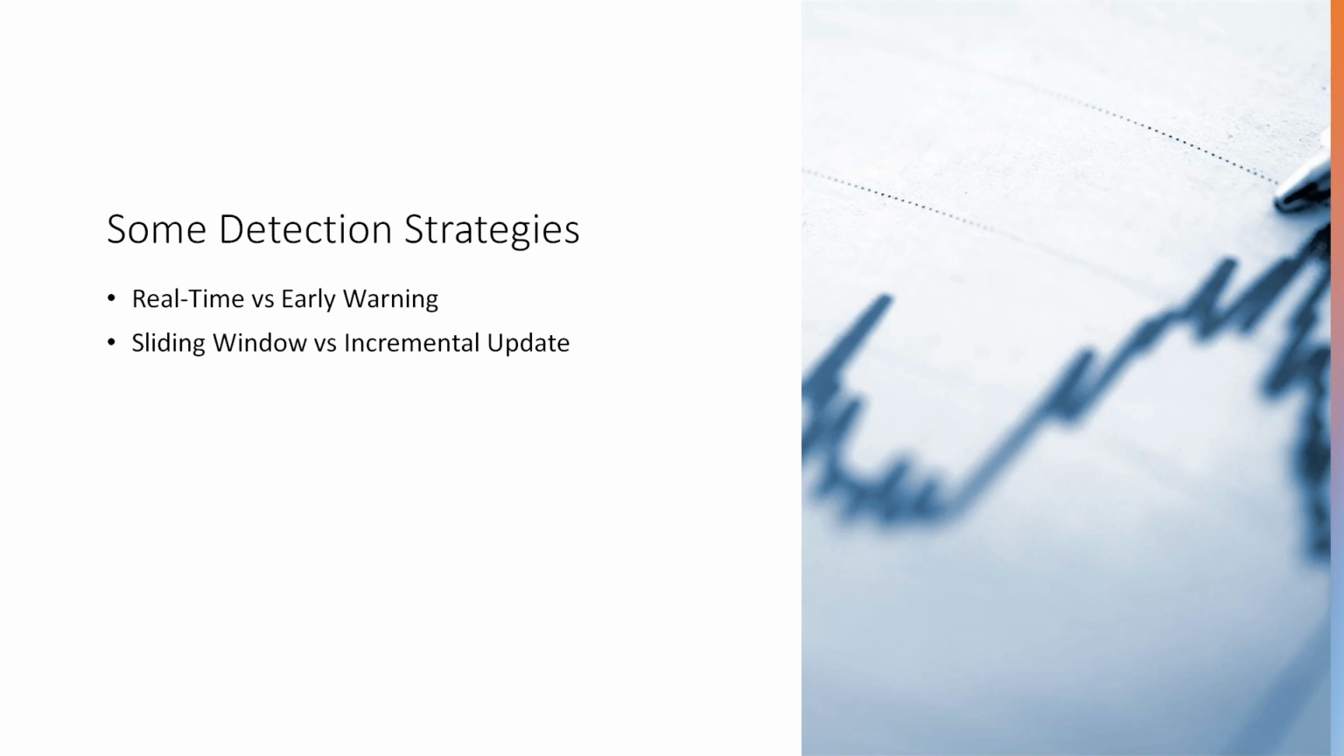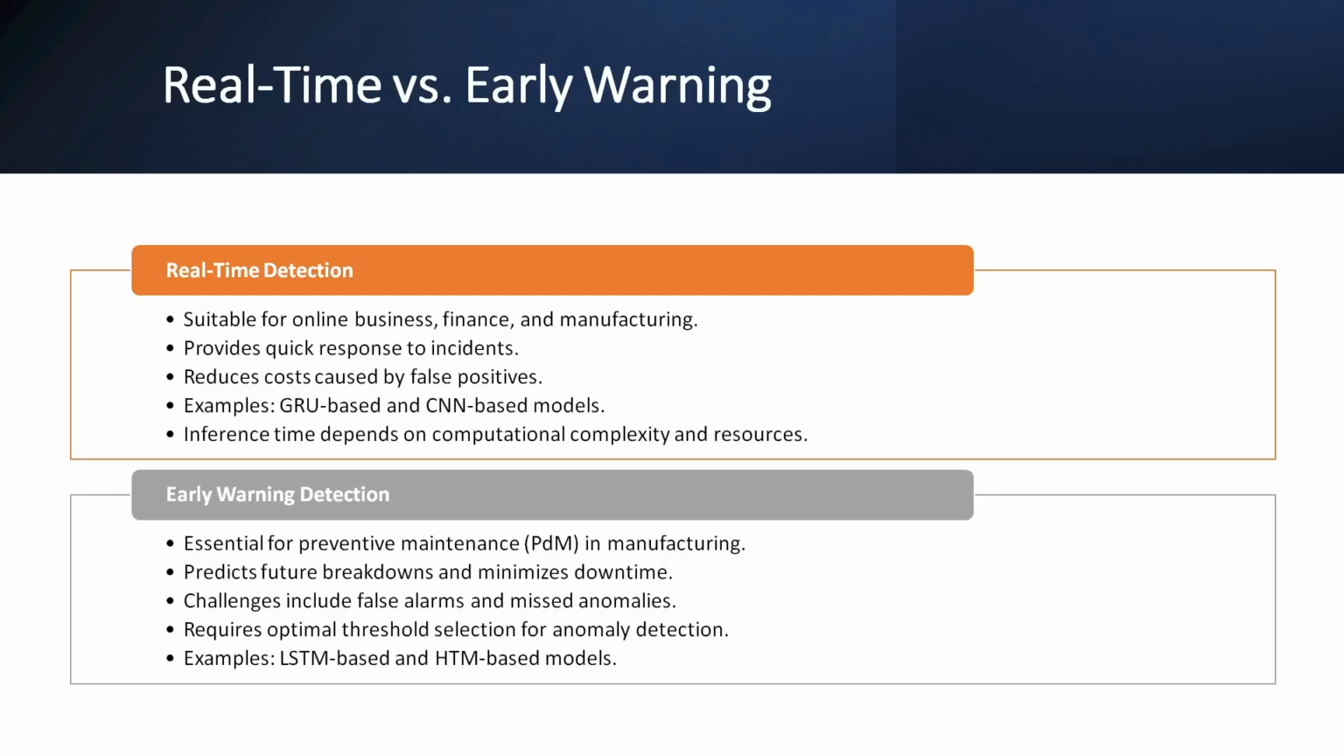Some detection strategies are real-time versus early warning, and the second is sliding window versus incremental update. So here you can see real-time versus early warning. First, real-time detection is suitable for online business, finance, and manufacturing. It provides quick response to incidents and reduces costs caused by false positives. Examples are GRU based and CNN based models. Inference time depends on computational complexity and resources.